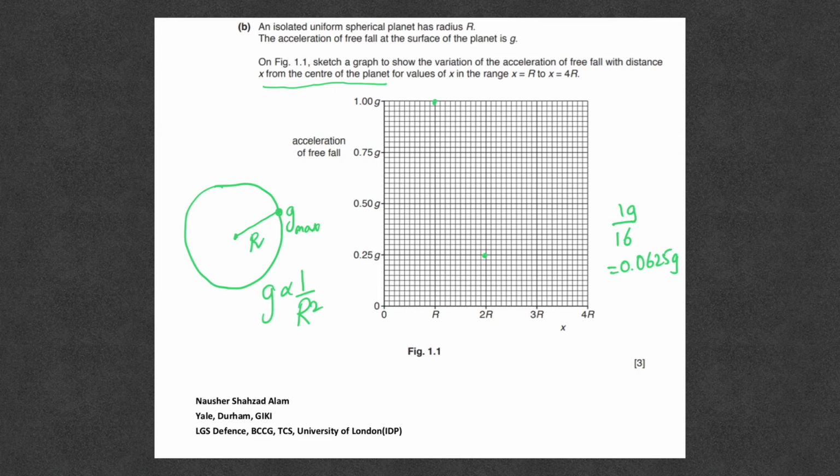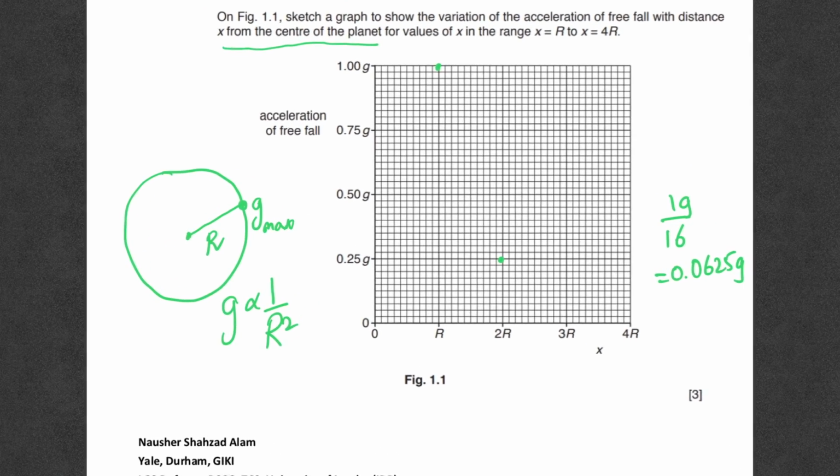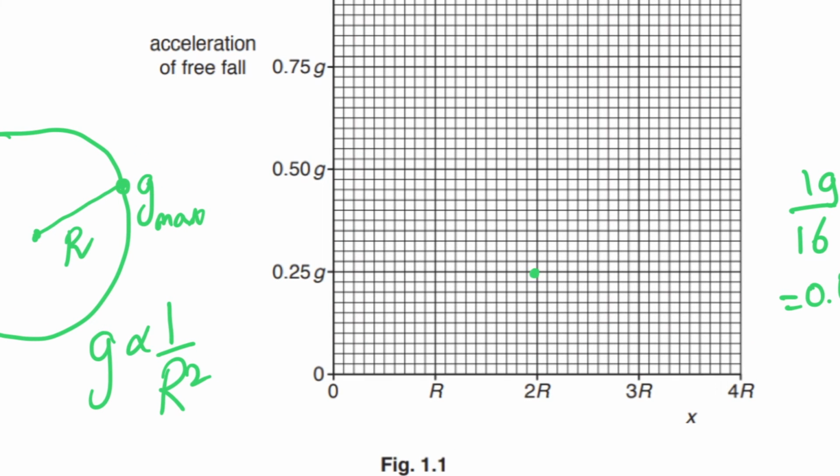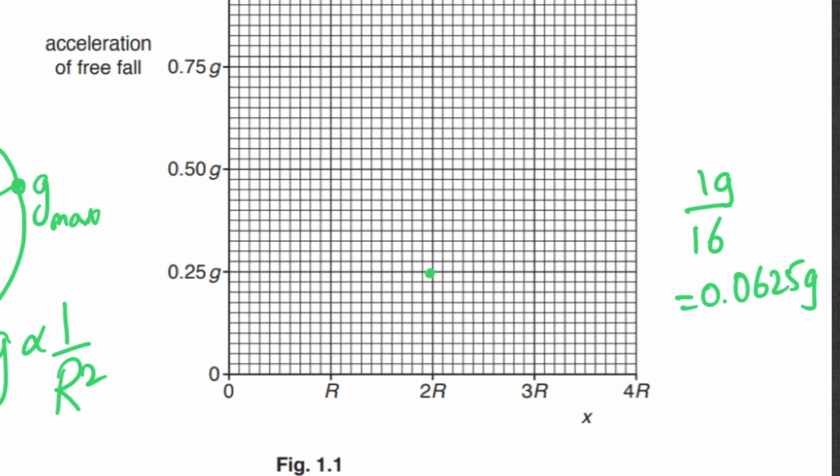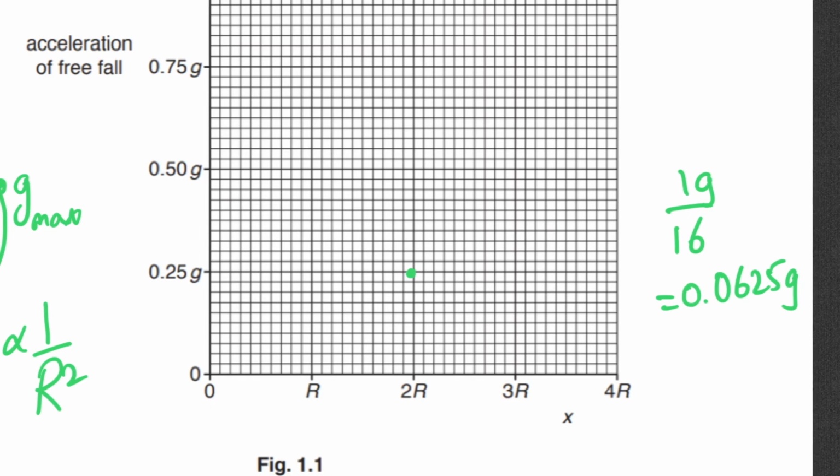Why do you divide that by 16? Because g is inversely proportional to r squared. So if r is going up by 4 times, the gravitational field strength will go down by 16 times. So now you have to find 0.0625. I'll help you how to find it. Here we go. We zoom in and have a close look. So somewhere on 4r, you are trying to find this value, right? But you can't find it.